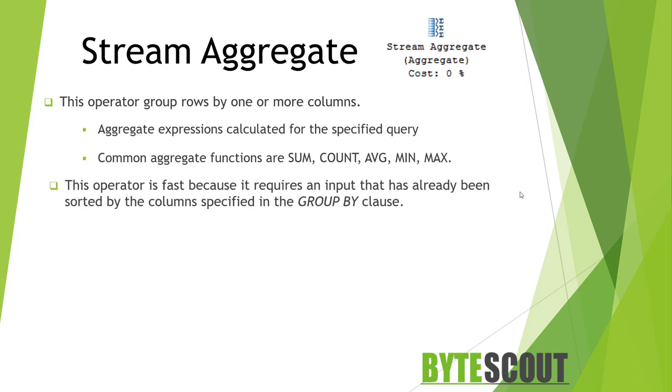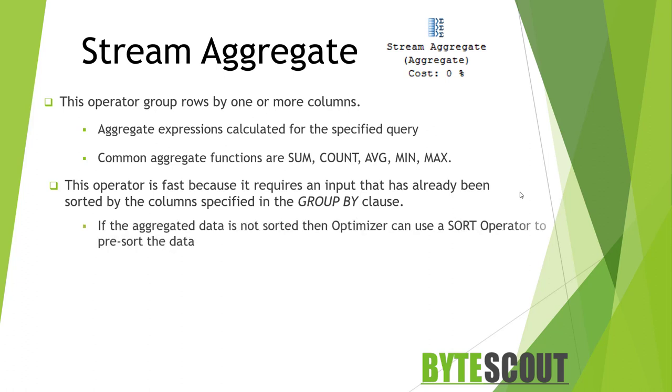Stream aggregation is very fast because it requires an input that has already been sorted by the columns specified in the group by clause. If the aggregated data is not sorted, then the optimizer can use a sort operator to pre-sort the records. We will see this practically in the demo in a few minutes.